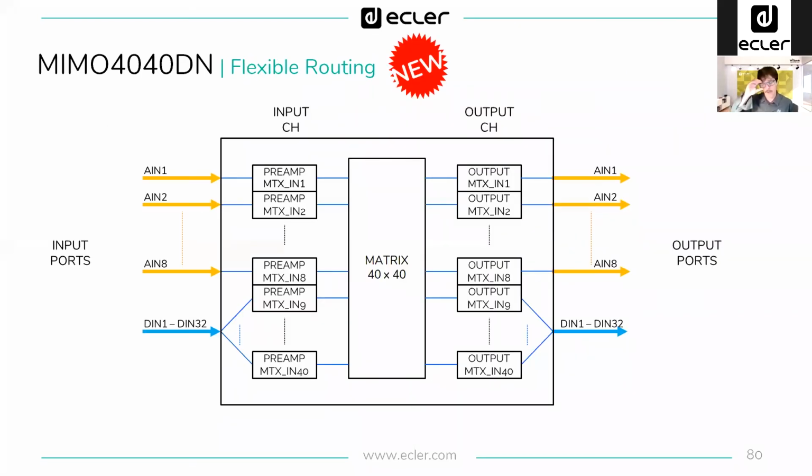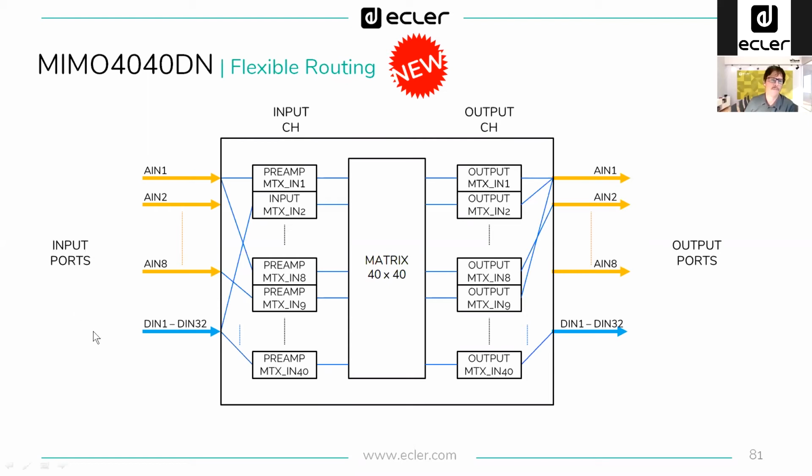And we've got flexible routing. This is new as well in this new version. What is flexible routing? Up to now, we had the input ports connected. Let's start with the analog ones. We've got analog input 1 that is connected to the matrix preamp and the matrix input 1. Input 2, the same, input 3, 4, 5, up to 8. And then the digital ones work in the same way. And what about the outputs? We had the outputs connected: the first output of the matrix is connected to the first analog output port.